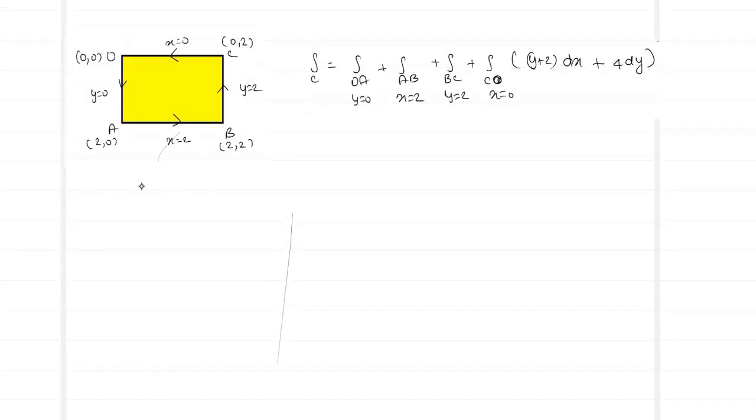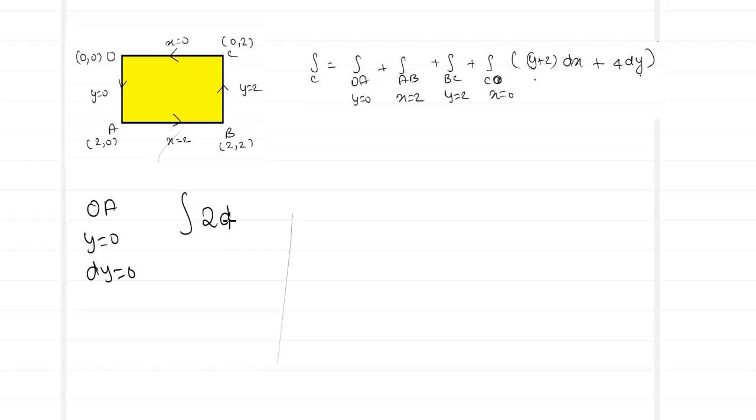Now we will evaluate the curve one by one along OA. What is the name of the line OA? The equation of the line OA is y equal to 0. When y equal to 0, what will happen to dy? dy will also become 0. So y equal to 0, dy equal to 0. So what will you be left with?